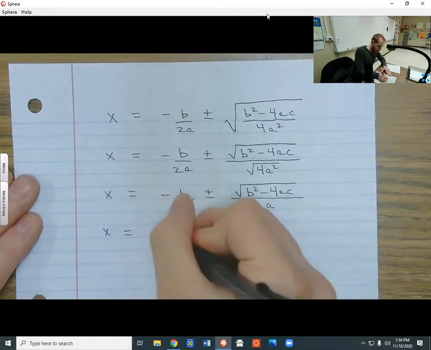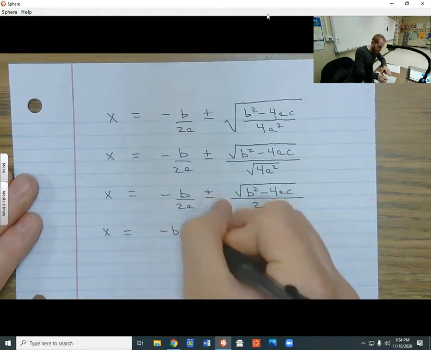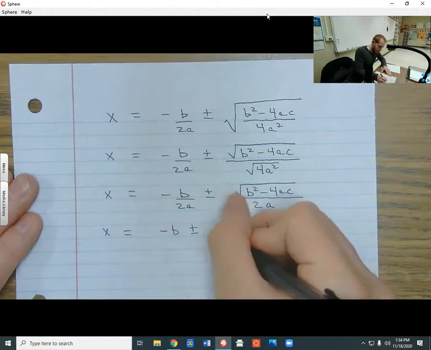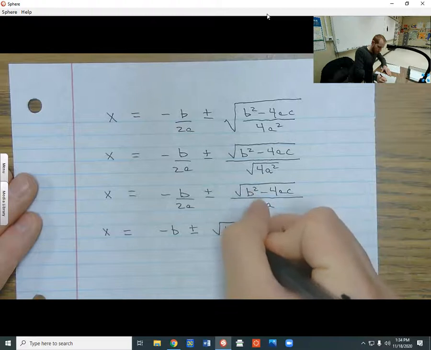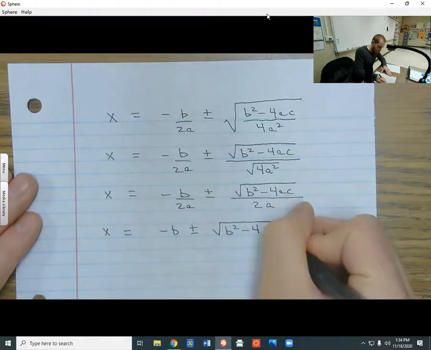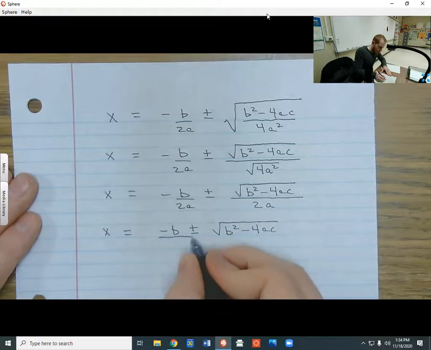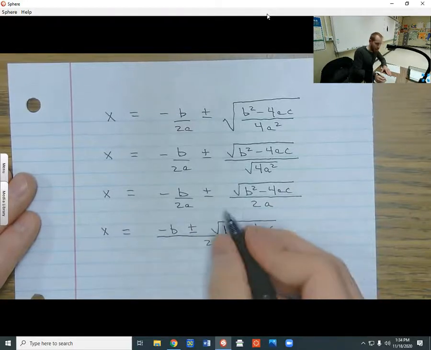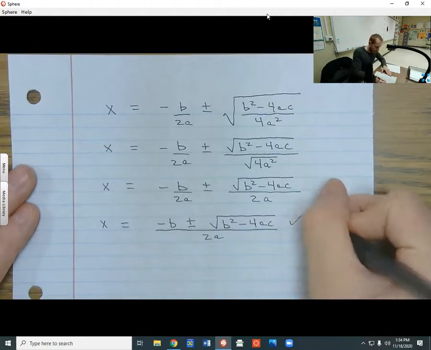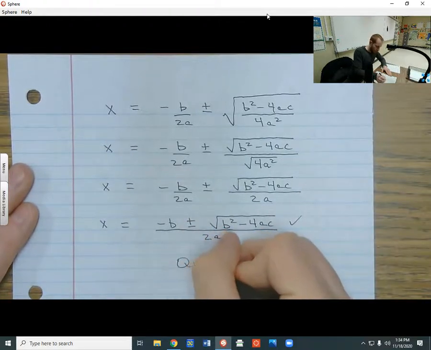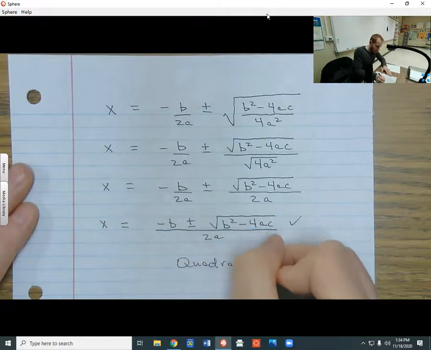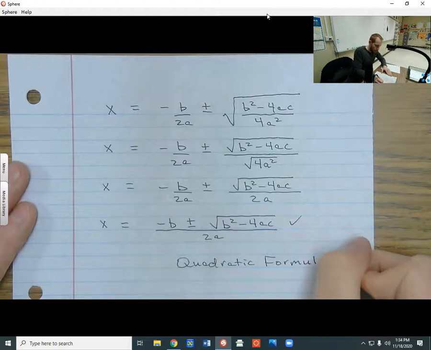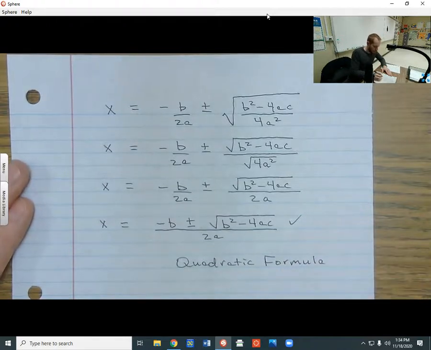So what's going to be on top? I'm going to have that negative b plus or minus the square root of b squared minus 4ac, and everything is divided by 2a because that's my common denominator. And I'm done. So this is called the quadratic formula. The quadratic formula. And you can use this formula to solve any standard quadratic equation. So that's the proof, that's how it works.